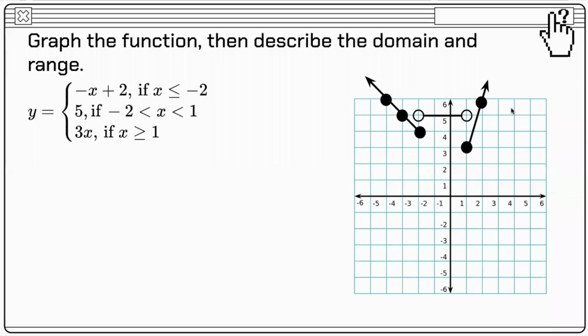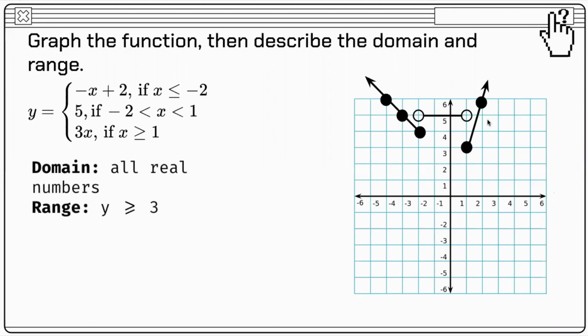For the domain and range of this piecewise function, remember that domain is always going to be all real numbers. As for range, you want to look at the direction of your lines. So between the 2 lines that do have a slope, they're both pointing upwards. Between those 2 lines, the lowest point would be at 3 on the y-axis. Remember that for range, you're going to write an inequality for y.